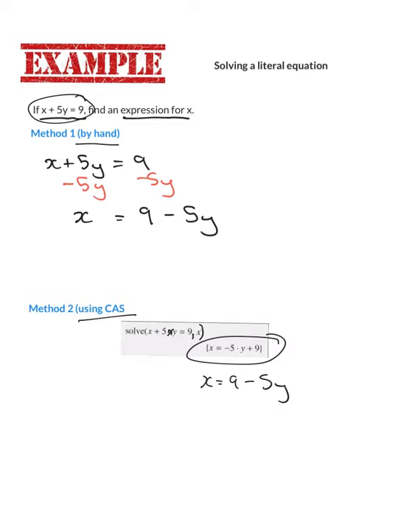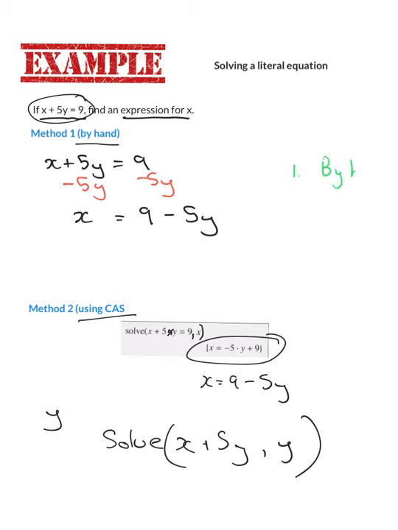If you were trying to find an expression for y, all you need to do is in your calculator put solve, x plus 5y, comma, we're looking for y. So we're looking for y, rather than x. Press enter, and that's going to spit out your expression for y. What I suggest you do when you're doing your problems is first do it by hand, and then to check your answer, you use your CAS calculator. Awesome.